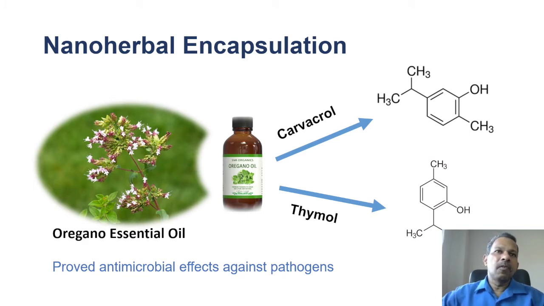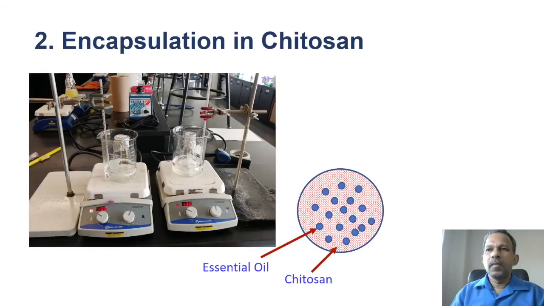We have selected oregano essential oil, which includes two active ingredients, carvacrol and thymol. Both are phenolic derivatives and effective against pathogens, particularly bacteria, fungi, and viruses. Once we extracted the active ingredients, we need a shell to protect it. This prevents the environmental degradation and releases it slowly for a long period of time.